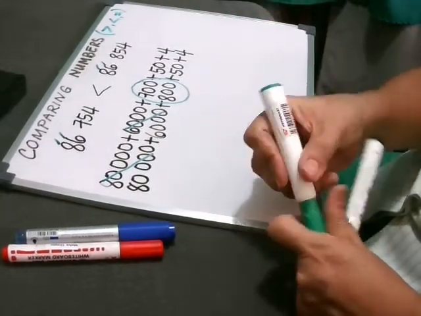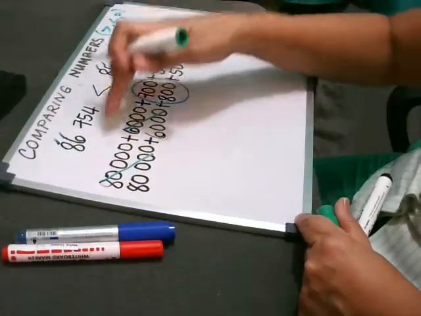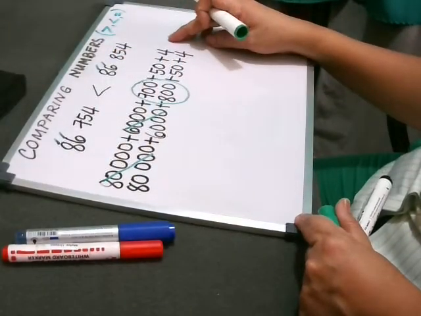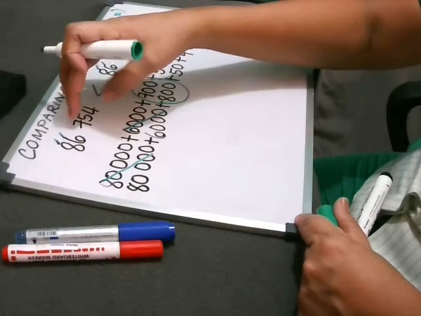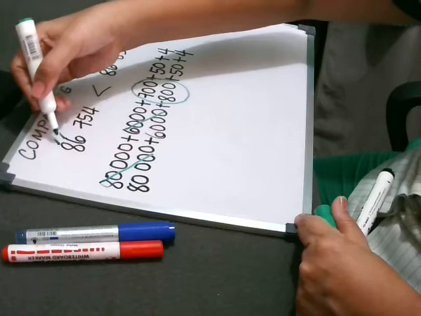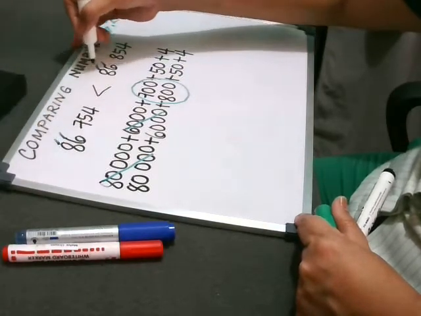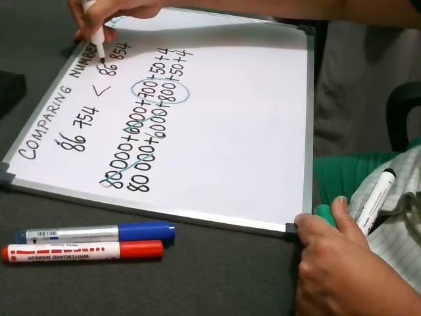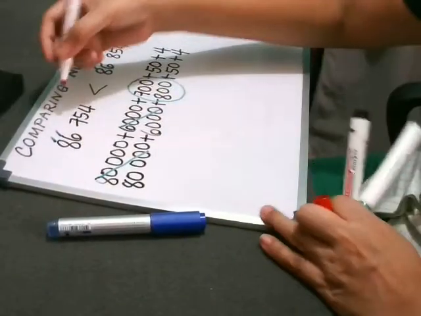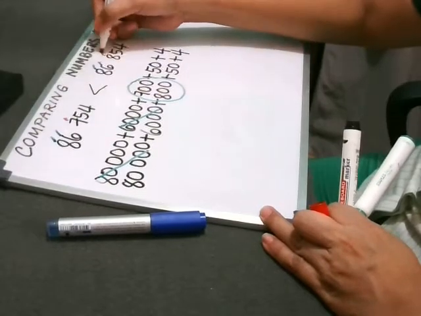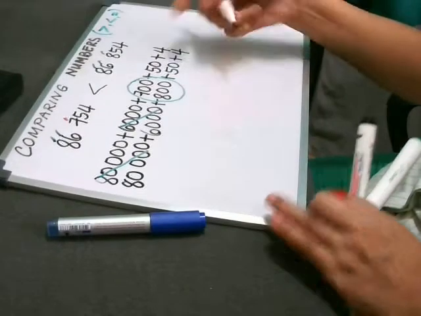Without this illustration, if you have mastered the expanded form of giving the values of each digit, you can just do the comparison by just looking at this one. 8 and 8, check. 6 and 6 here, check. 7, this is the difference. 7 and 8. So this is just an illustration of how.